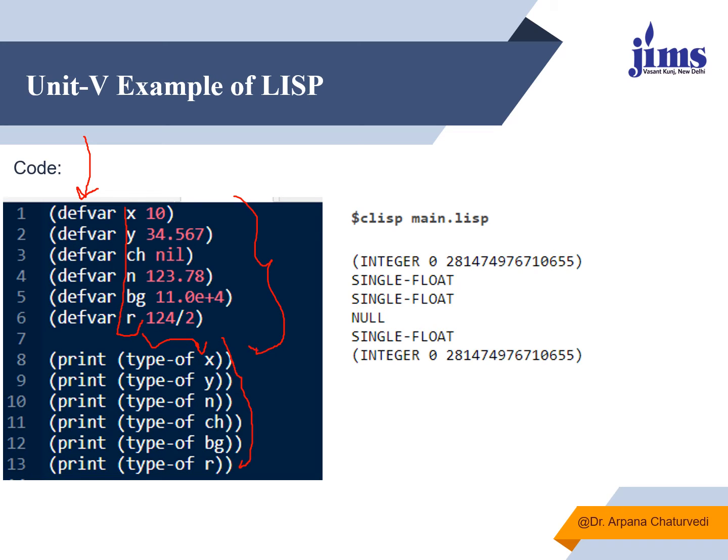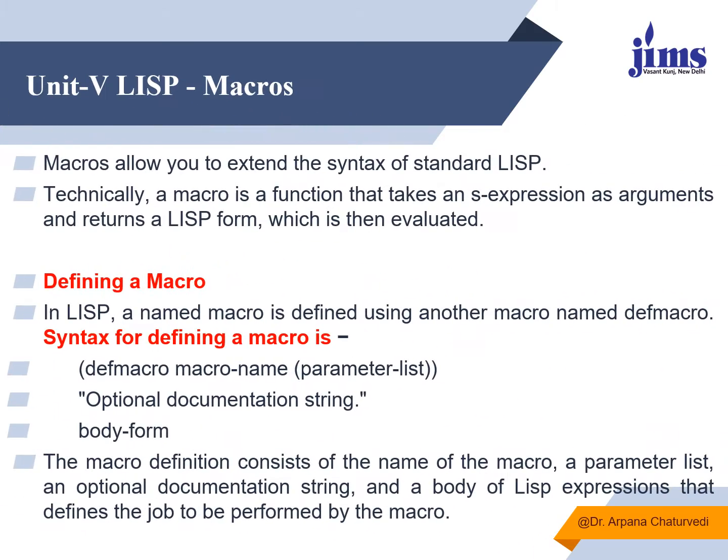And you can easily see that for x it is mentioning integer, for y single float, for n single float, for ch null, for bg single float, for r integer. So this is how you can also come to know which data type a particular variable is holding. In this way you can clear your own concepts of how the variable has been used in Lisp, how they are going to get initialized, and how they are going to get treated for doing any kind of manipulation.